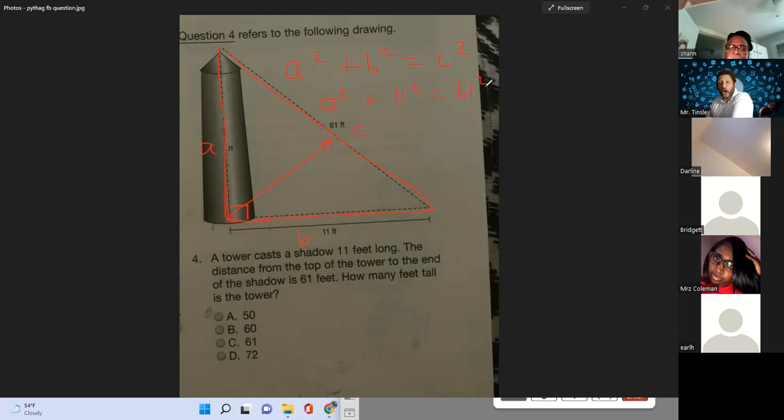I want to get the unknown, the A, by itself. That's what algebra is, getting the variable by itself. You have to keep saying it in your head. For a linear equation, I'm trying to get the Y by itself. When I'm trying to solve an equation, I'm trying to get the variable by itself. So it's the same thing.